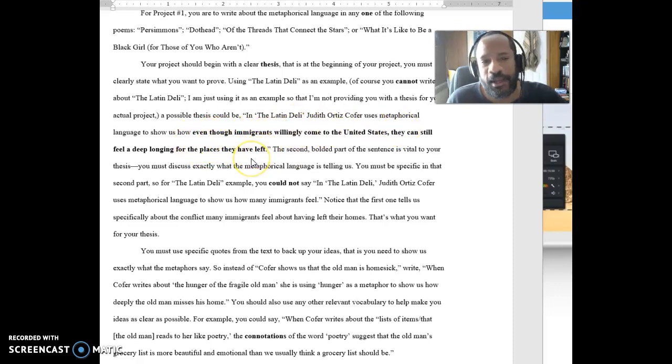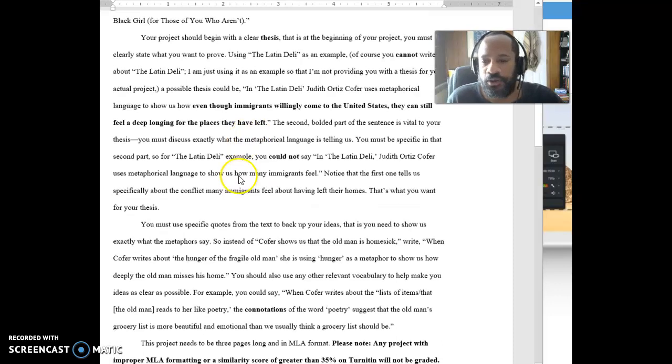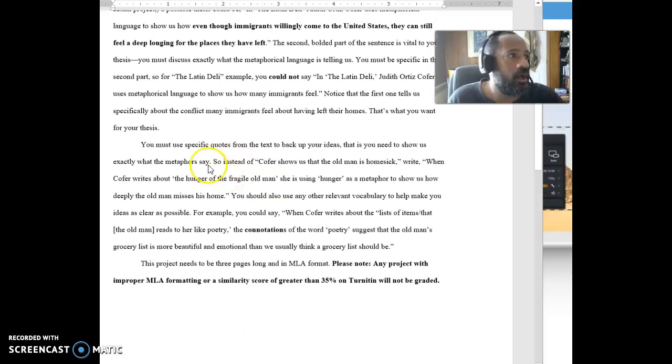Okay, so keep that in mind when you're going to be working on your own theses. So then the next thing I say down here: you must use specific quotes from the text to back up your ideas. That is, you need to show us exactly what the metaphors say. So let me give an example.